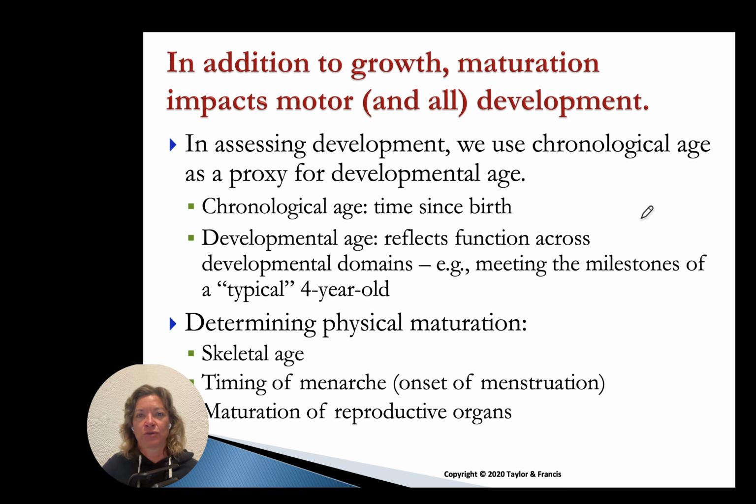We know how to measure physical growth. We can do it with height and weight relatively easily. Determining physical maturation, what stage of physical development a child is at on their journey to becoming an adult, is more challenging. And so we can do this on X-ray with skeletal age. In females, we can look at the timing of menarche or the onset of menstruation. And in both males and females, we can look at the maturation of reproductive organs, including external genitalia. You can see pretty quickly that all of these are much more difficult to measure than height and weight.